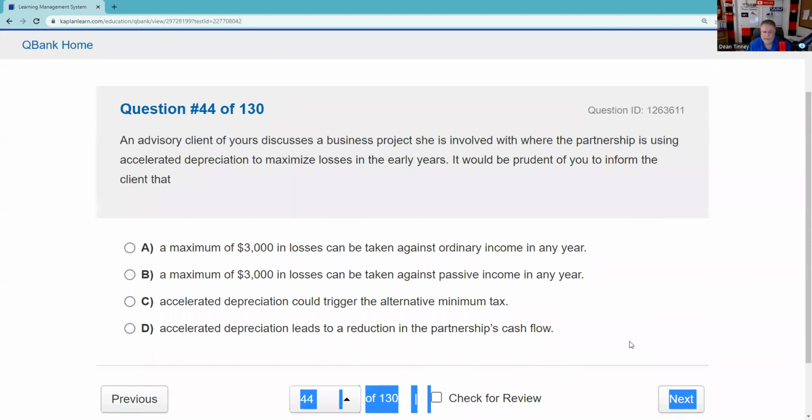An advisory client of yours discusses a business project she's involved in where the partnership is using accelerated depreciation. So depreciation is a non-cash expense. You don't get to use assets for free. And so we're going to charge those assets for their use because we know eventually we're going to have to replace those assets. So, the two types of charging the assets for its use is straight line depreciation and accelerated depreciation. Accelerated depreciation, we get it off our balance sheet a little quicker, but it also generates bigger losses. And remember, the losses are not real losses because it's a non-cash expense.